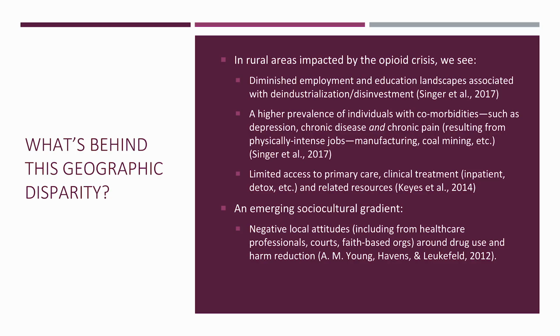So some other things getting at sort of the broader context, the macro level influences here. In rural areas, we know, and actually this is really throughout the Midwest, which is our focus, that there's very diminished employment and education landscapes. And a lot of this is just generally associated with the industrialization and disinvestment in these communities. And a lot of this is associated with the movement of, or the closure of manufacturing, coal mining, and agriculture industries in this area. And related to that, we know there's a higher prevalence of individuals with comorbidities.